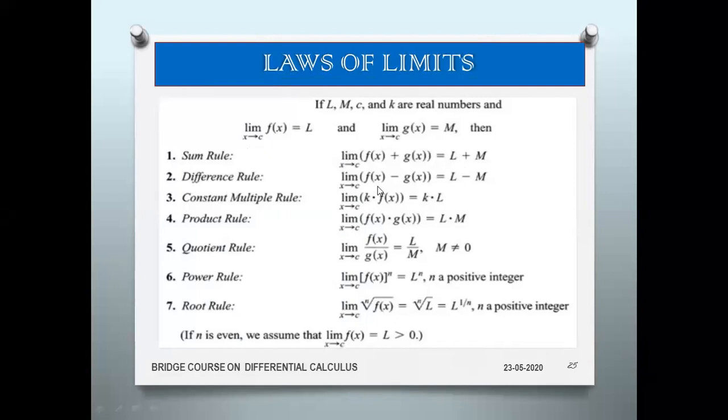Then the limit as x tends to c of f of x minus g of x is equal to L minus M. The limit as x tends to c of k times f of x, where k is a real number, is nothing but k times the limit. The limit of the product of two functions is the product of the two values. And of course, the limit of the ratio of these two functions as x approaches c is the ratio L by M, provided M should not be equal to 0. Why? Can anybody tell me why M should not be equal to 0? You can put it in the chat box.